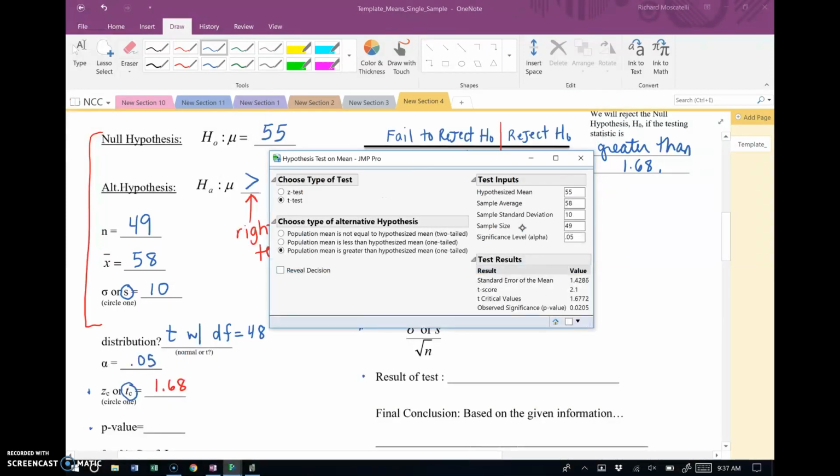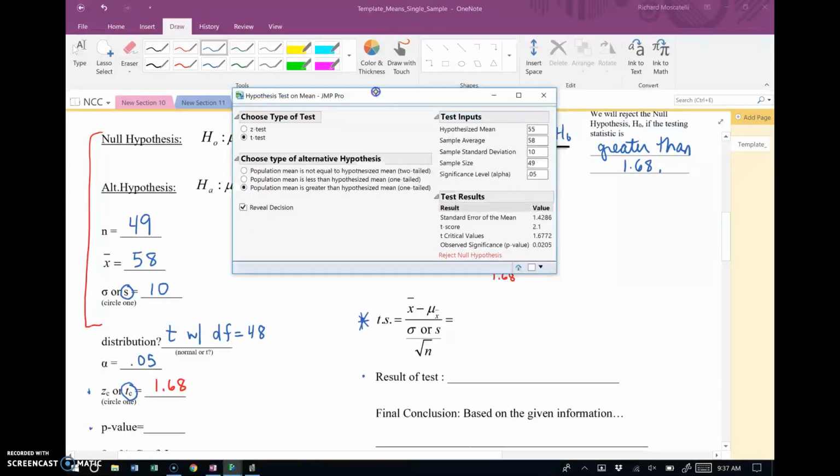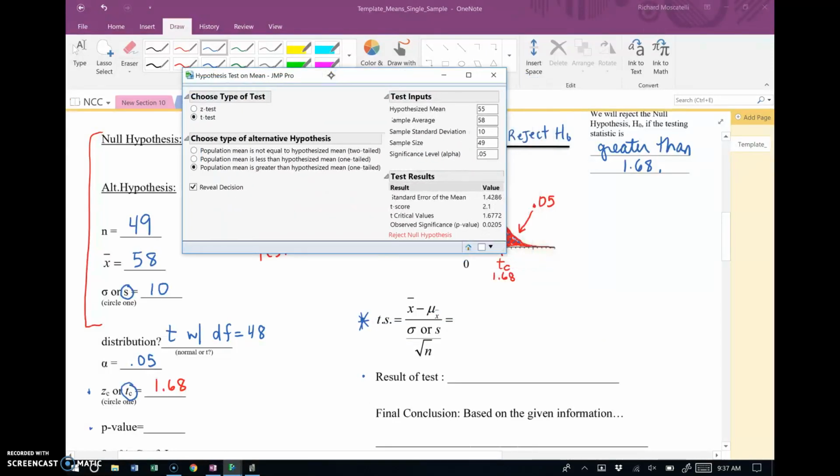Now, I have the reveal decision checkbox unchecked. If I check it, it tells you what to do. Reject the null hypothesis. All right, so it's a reject scenario. Now let's talk why. Let's see what's going on here first of all. So first things first, the t-score, which is 2.1.